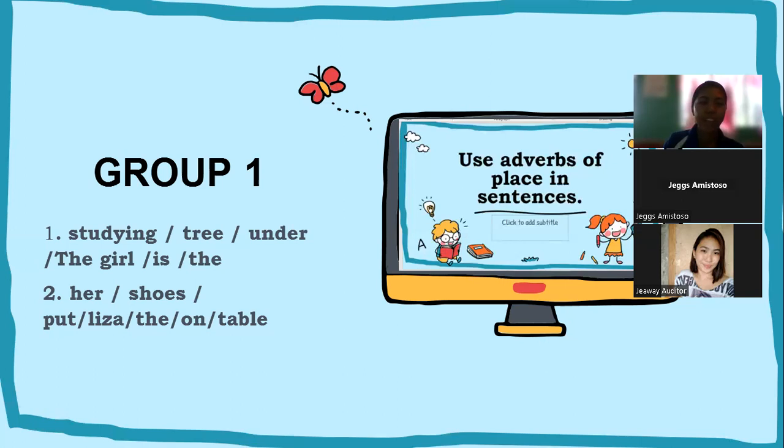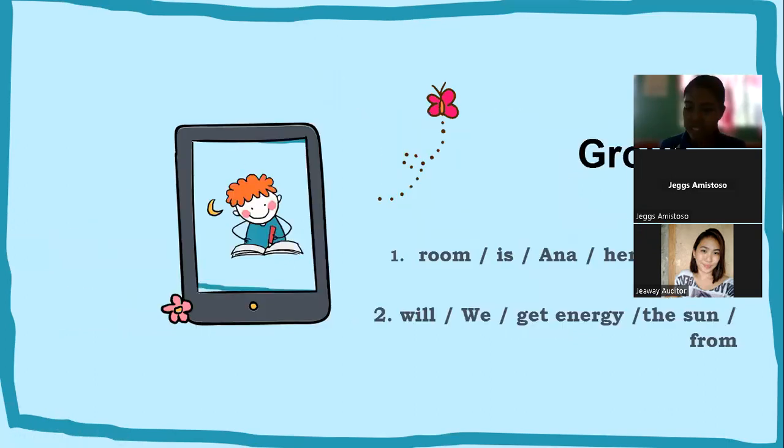In group number two, we have Maria's group. Number one and number two. Oh no. Maria's group. The slide is not moving, teacher. Oh, okay. I'm sorry. It is visible now, teacher. Yes, teacher. It's okay, teacher. We will answer, teacher.